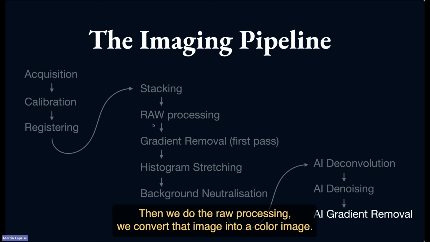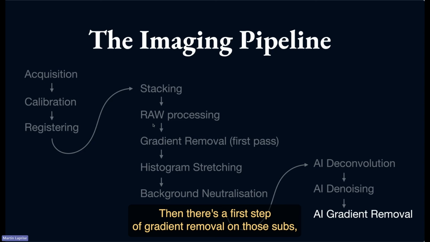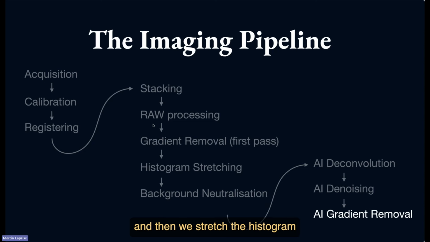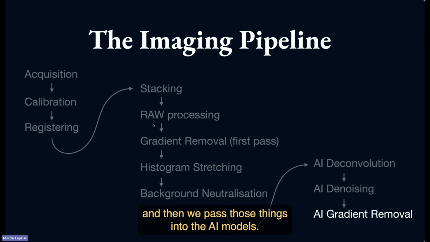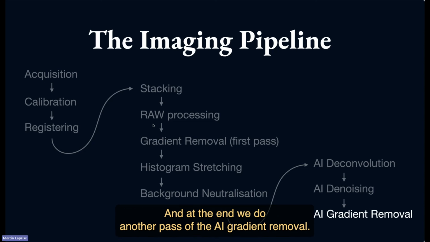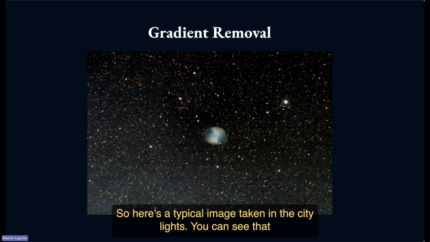Then we do the raw processing, converting that image into a color image. Then there's a first step of gradient removal on those subs. Then we stretch the histogram. We do a background neutralization to get realistic color. And then we pass those things into the AI models. At the end, we do another pass of AI gradient removal. So here's a typical image taken in the city.